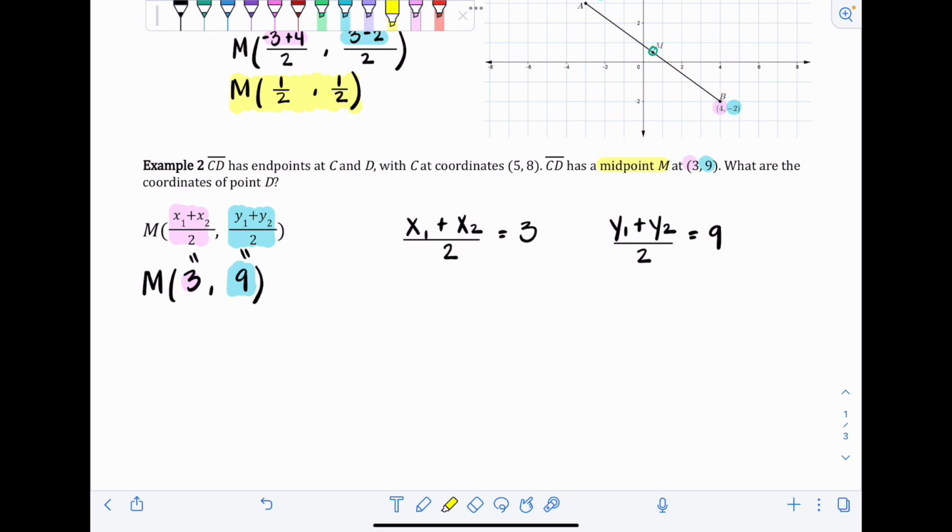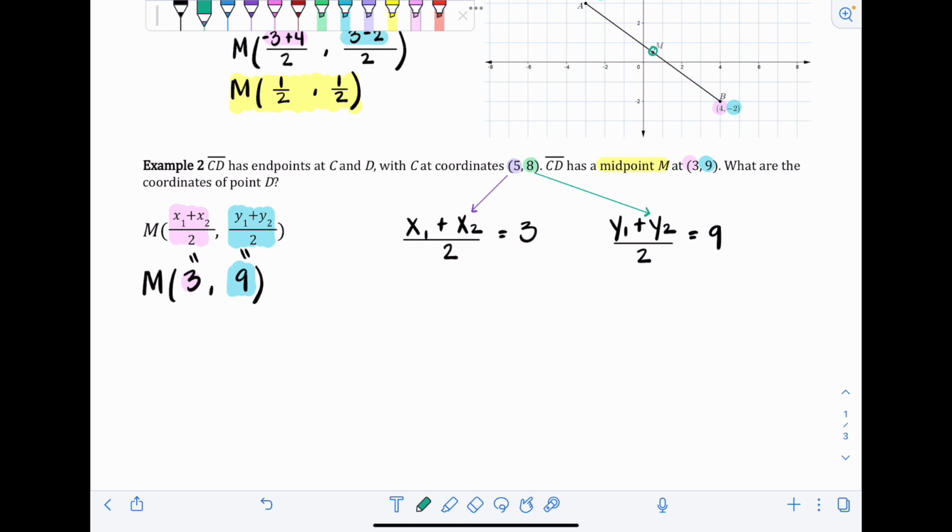It says that segment CD has an endpoint at C, and C has coordinates 5, 8. So that's going to be one of our points that we use for an x and a y. And you can say that it's x1, y1, or x2, y2. That part doesn't matter at all. But the big thing is just take the 5 and I'm going to put it in for x2. Like I said, it doesn't matter between x1 and x2. And then for the 8, I'm going to put that in for y2.